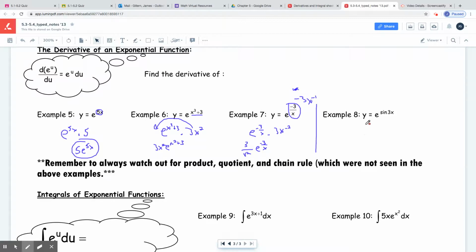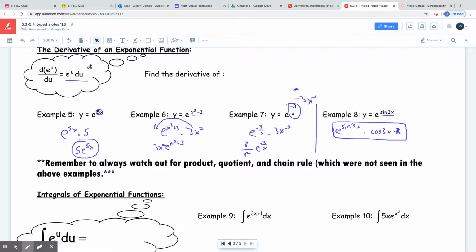Now, example 8, y equals e to the sine 3x. All right, so e to the u, which means I rewrite it, e to the sine 3x, times the derivative of sine 3x. The derivative of sine is cosine. If you forget about that, you can just look at your formula sheet. Cosine 3x times 3, and just put the 3 out in front. You can leave the cosine 3x there. I mean, literally, if you just leave it like this, I'm going to accept it. Or you could put the 3 there and move it. That's fine. Any of those things are good.